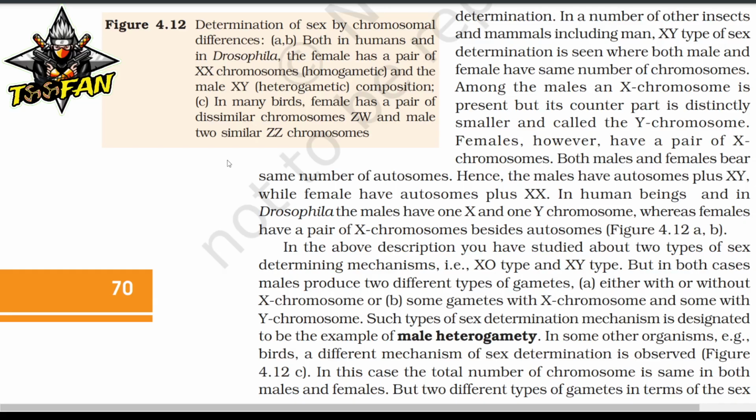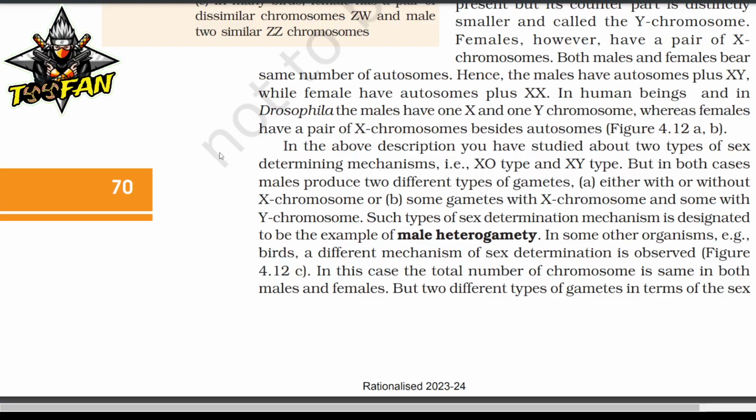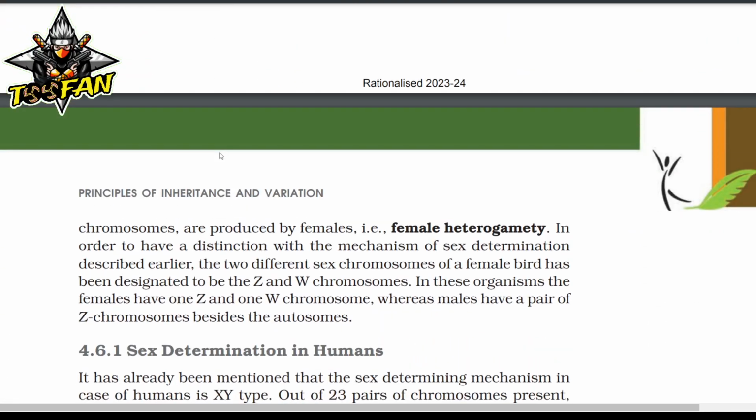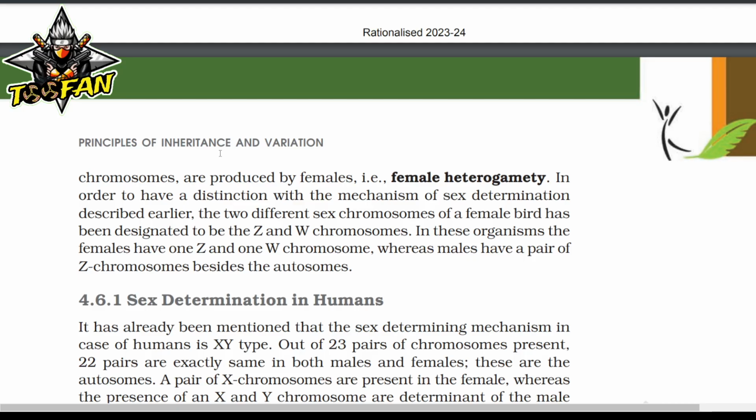In some other organisms, for example birds, a different mechanism of sex determination is observed. In this case, the total number of chromosomes is the same in both males and females, but two different types of gametes in terms of the sex chromosomes are produced by females, that is female heterogamety. In order to distinguish it from the mechanism of sex determination described earlier, the two different sex chromosomes of female birds are designated as the Z and W chromosomes. In these organisms, the females have one Z and one W chromosome, whereas the males have a pair of Z chromosomes beside the autosomes.